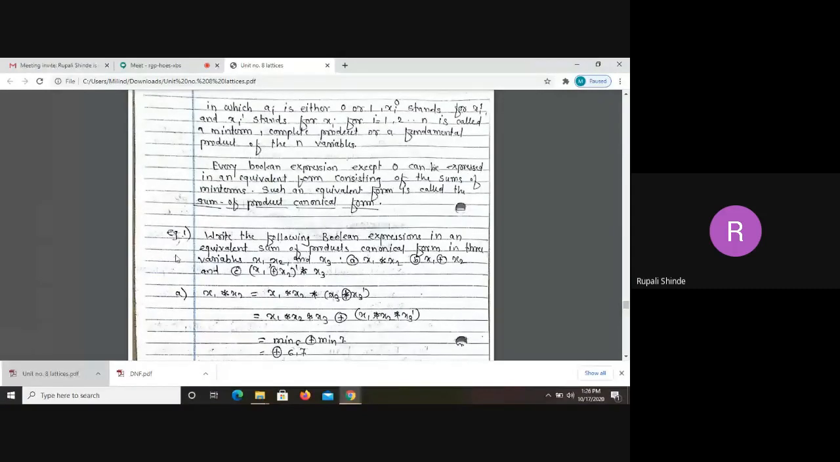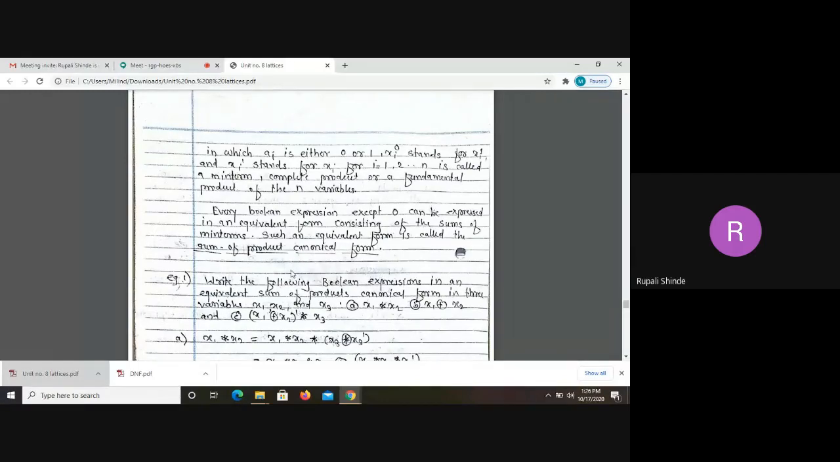Now, which one is the next point? That is very, very important, and that is called sum of product canonical form. We have to see what this sum of product is. Every Boolean expression except 0 can be expressed in an equivalent form consisting of a sum of minterms. Such an equivalent form is called the sum of product canonical form. This is also called PDNF.